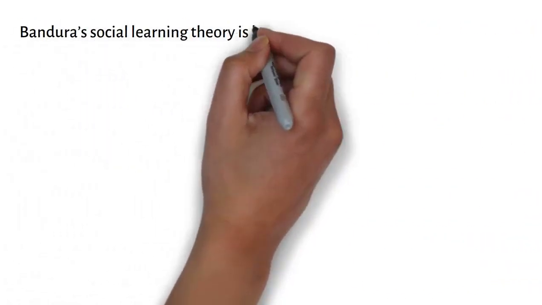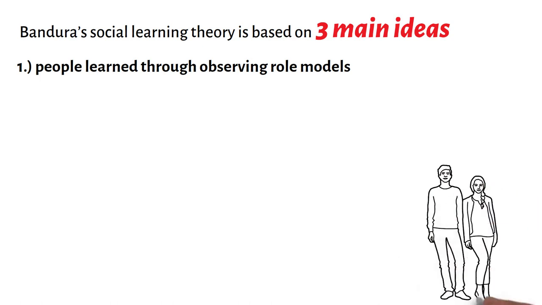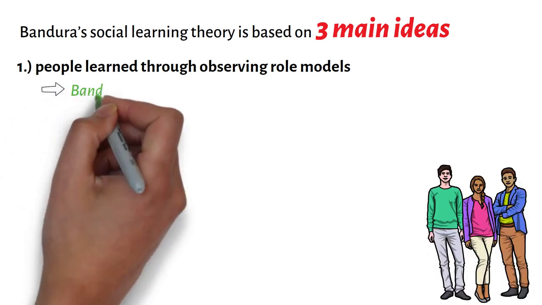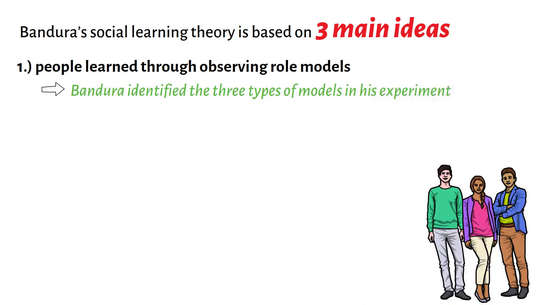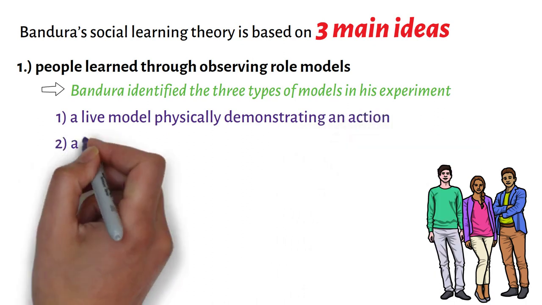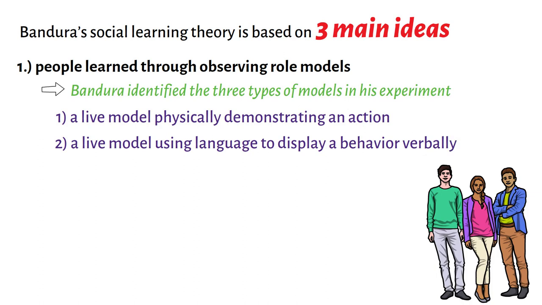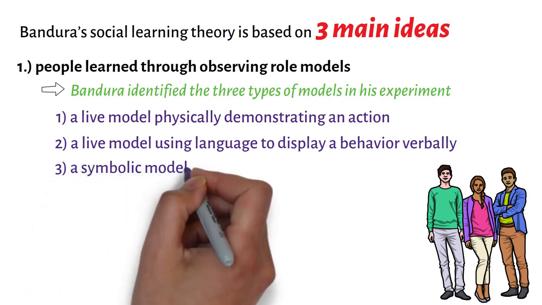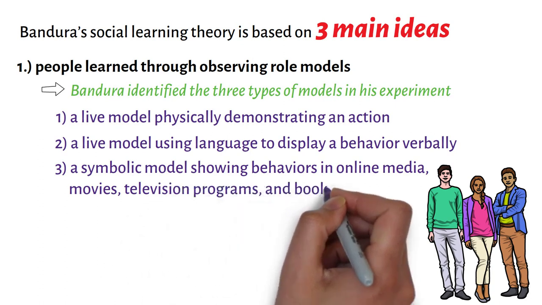As we can see, Bandura's social learning theory is based on three main ideas. First, people learned through observing role models. Here, Bandura identified the three types of models in his experiment, namely: 1. A live model physically demonstrating an action. 2. A live model using language to display a behavior verbally. And 3. A symbolic model showing behaviors in online media, movies, television programs, and books.